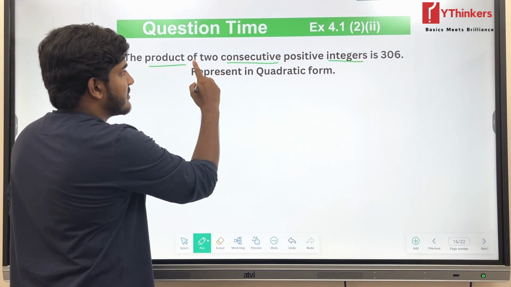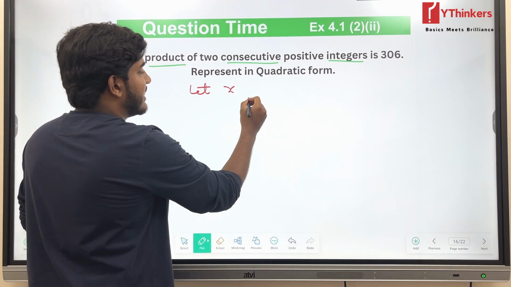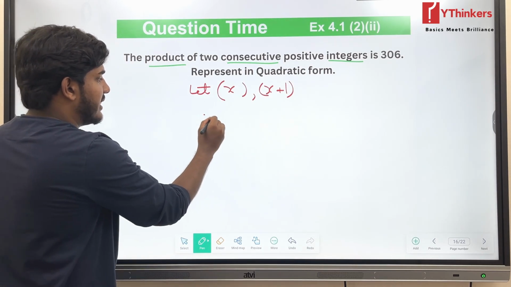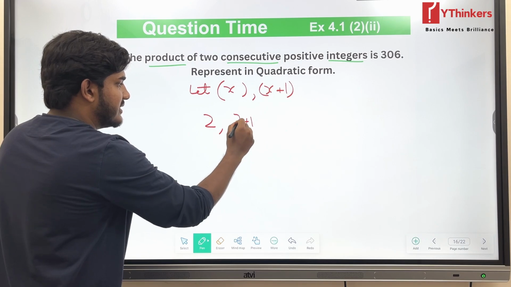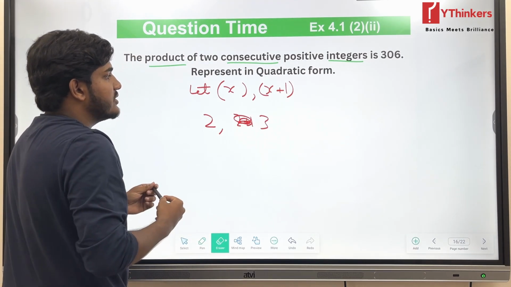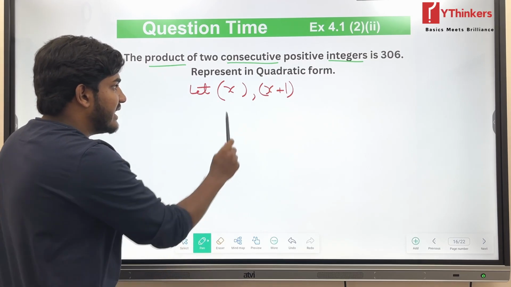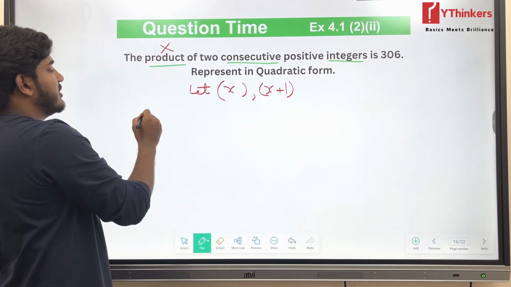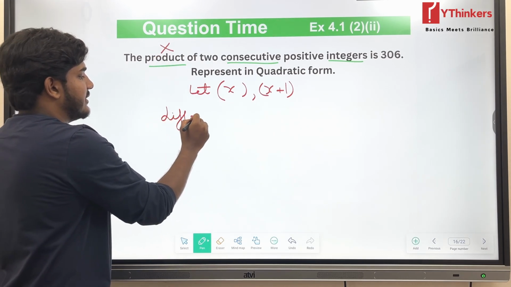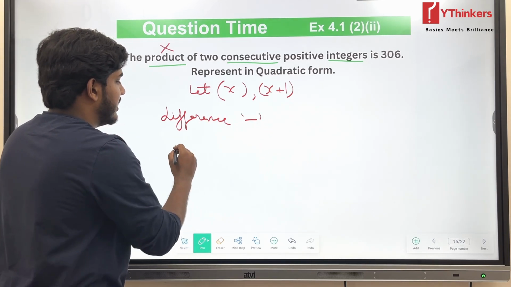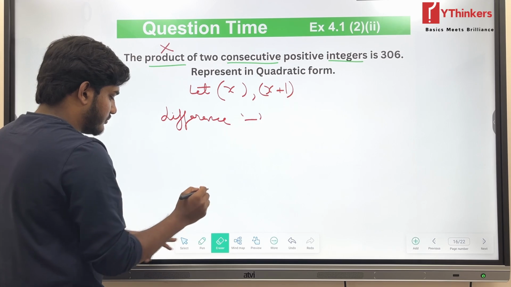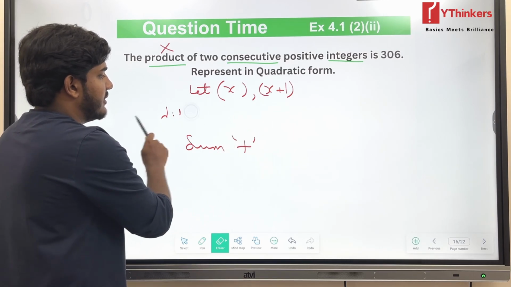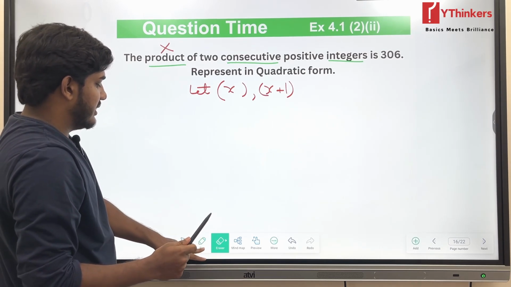Let the first number be x. What would be the next number? It will be x plus 1. Why? Because it is consecutive. Consecutive means the number after the first number, that is nothing but 2 plus 1, which is 3. Correct? So I have taken x as the first number, so the next number would be x plus 1. What is the meaning of product? It is multiplication. What is the meaning of difference? It is nothing but subtraction. Correct? Addition: if they give you sum, you should know it is addition. So these are some of the basics of how to convert English to mathematical form.